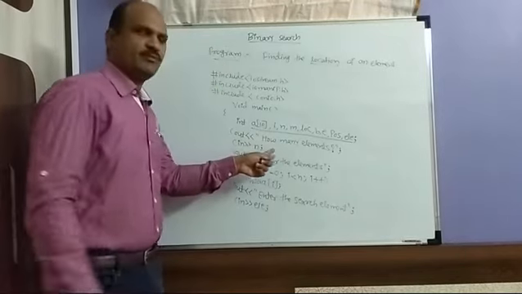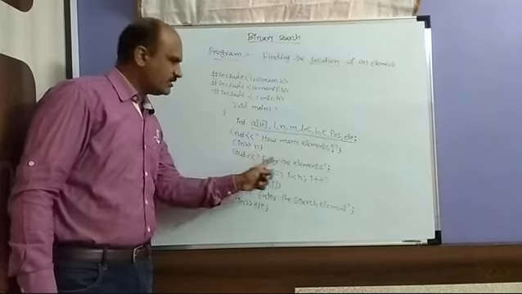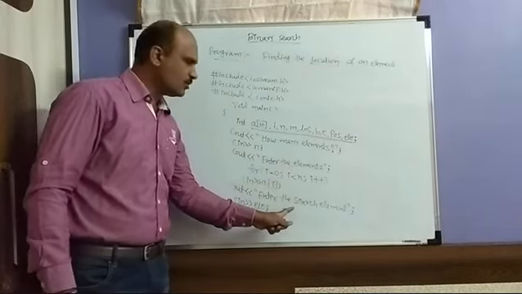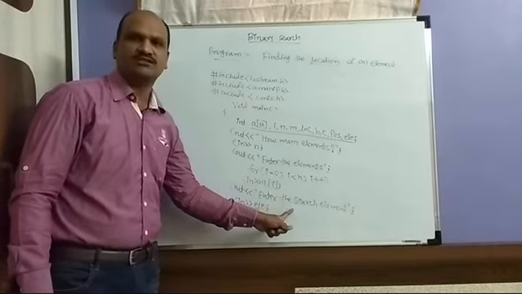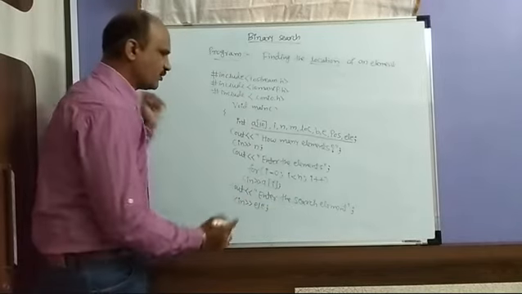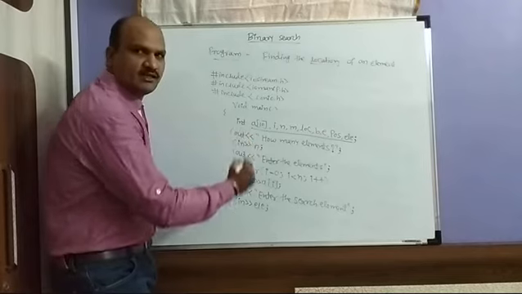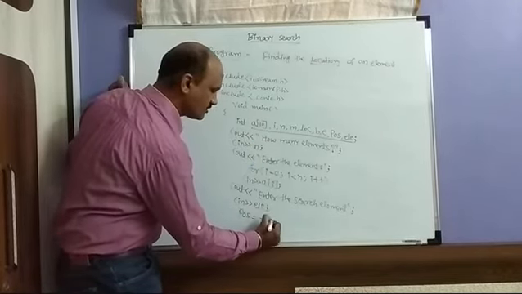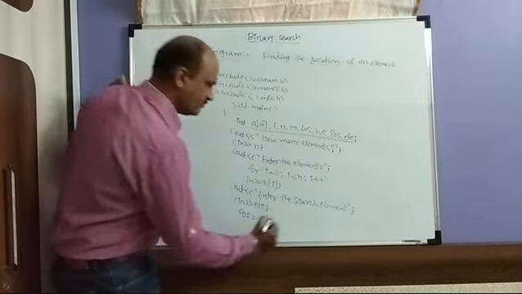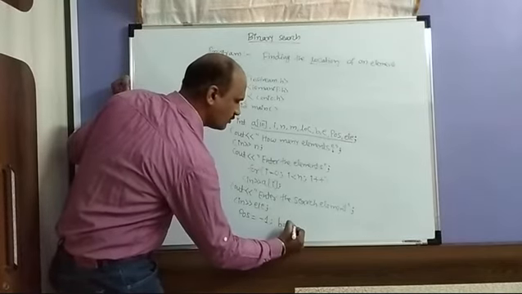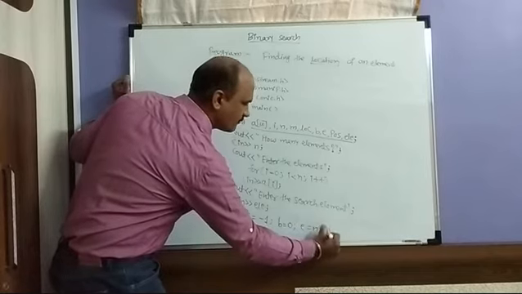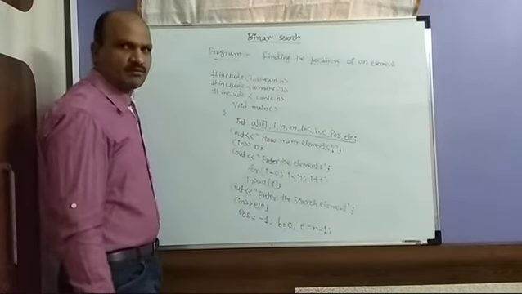So first, how many elements it will read, then all the elements should be read, and the element you are searching for. Now as I told you, you have to write the location or position is equal to -1. Okay, then beginning is equal to 0 and ending is equal to n-1.